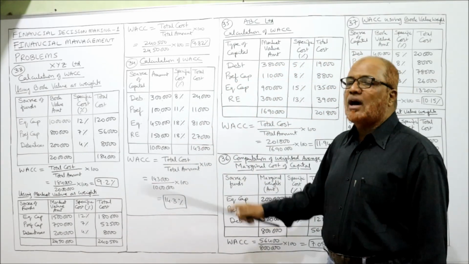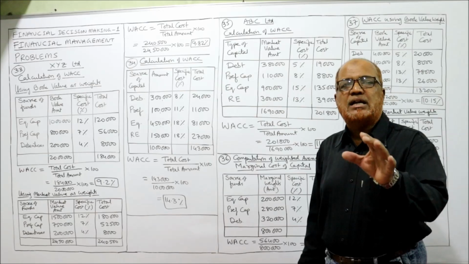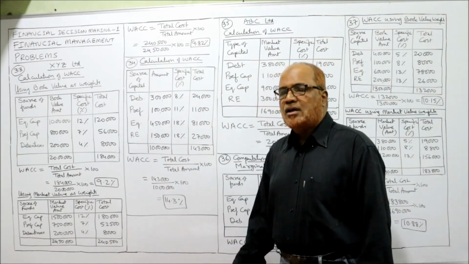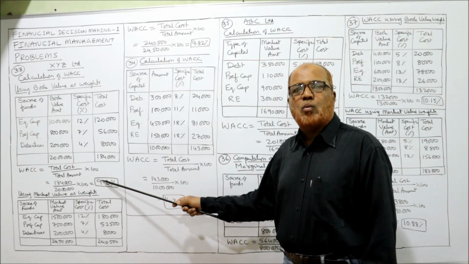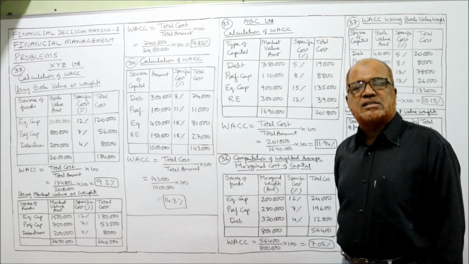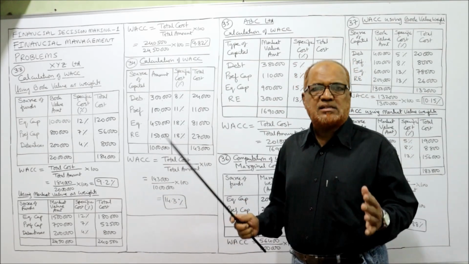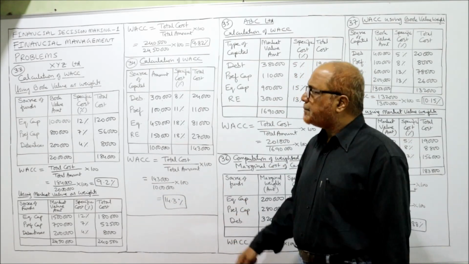into 100. 9.82% is the WACC using market value as weights. This is WACC using book value as weights, and this is WACC using market value as weights. That's all. It's very simple to calculate WACC.